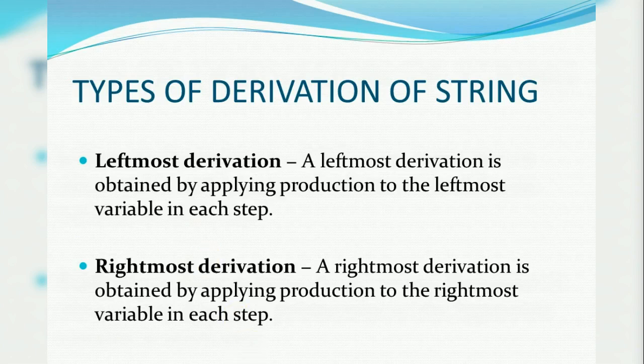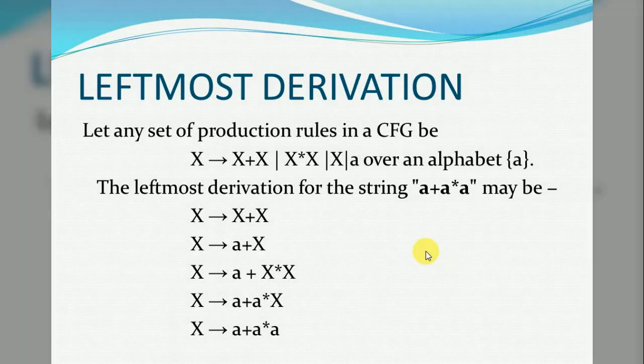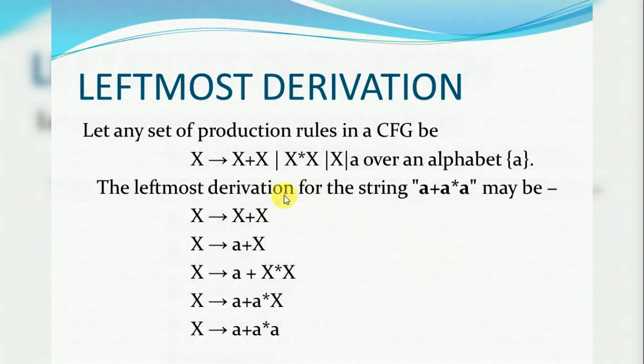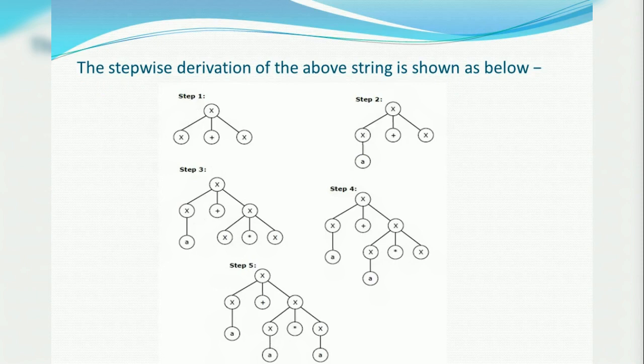Now we will see some examples. The first one is leftmost derivation. Let the set of production rules in a CFG be, here, X gives X plus X, or X into X, or X, or a. The string is a plus a into a. The leftmost derivation for that string is, here we first use the plus operator, then the into operator, and then the a production. For the same, the stepwise derivation of the string is, here first we use the plus operator, then we use the into operator and then we use the production X gives a.